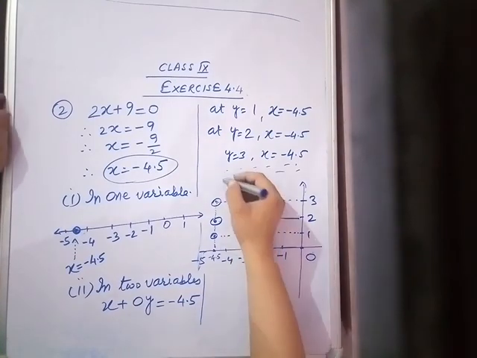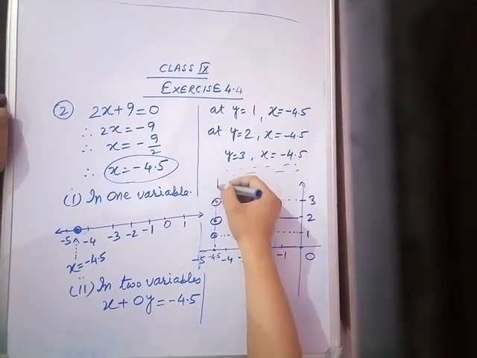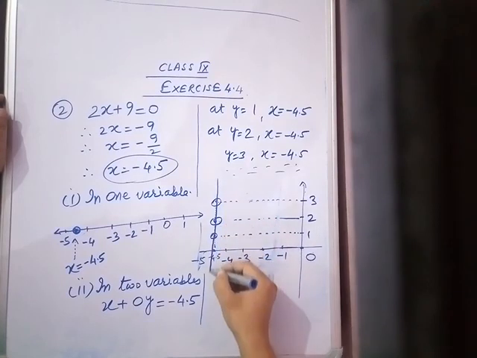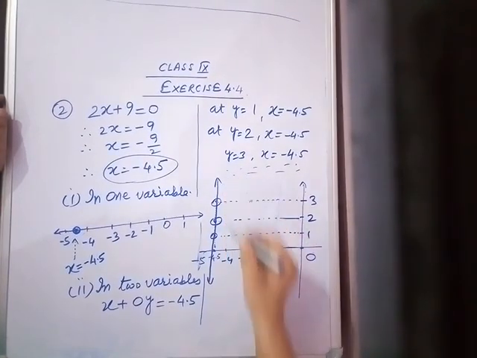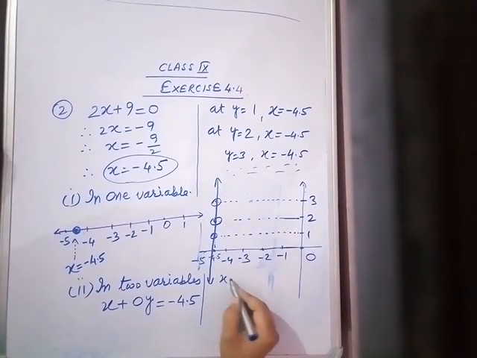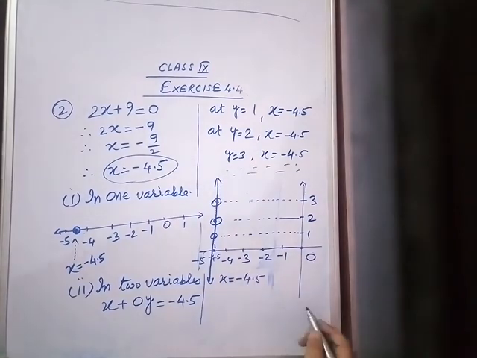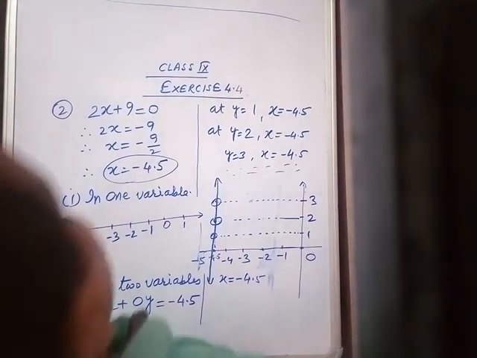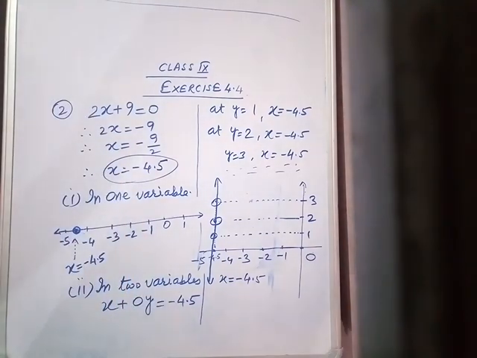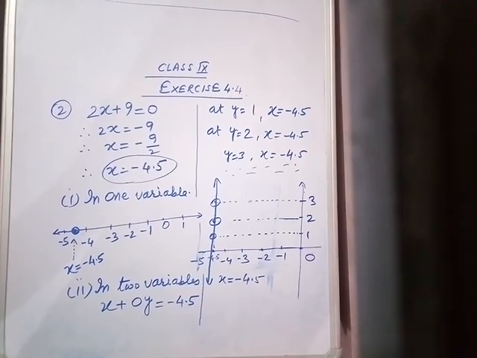If we join these points, this is x equal to minus 4.5 in two variables. So this is the last question of your exercise 4.5.